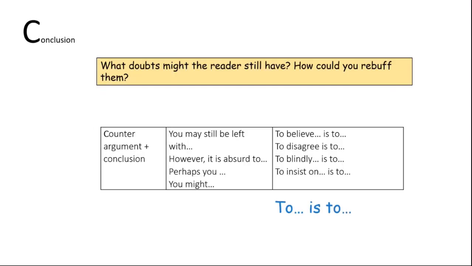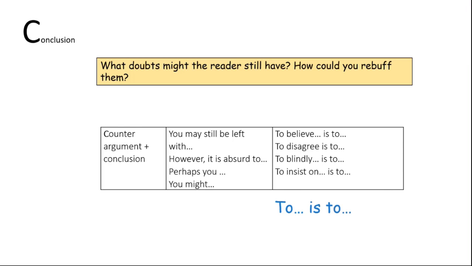For the C, at the end of Epic, you have to think, what doubts might the reader still have? And how could you rebuff them? How could you answer those doubts? You say, you may still be left with the idea that social media is an acceptable habit to nurture in children. However, it is absurd to believe this. It is frying your brain cells in an internal furnace. Something really powerful like that. Another metaphor. And then you finish with a to is to sentence.